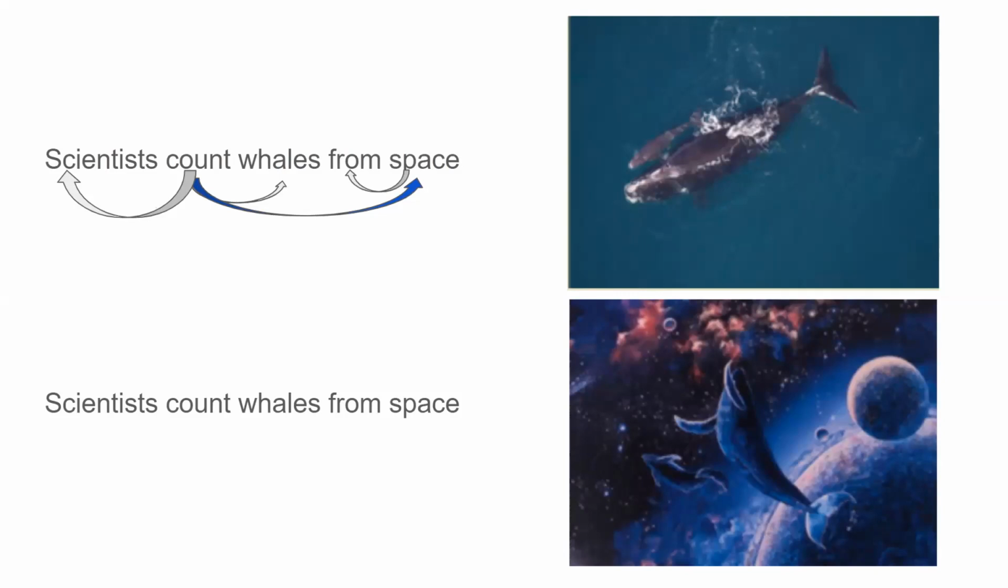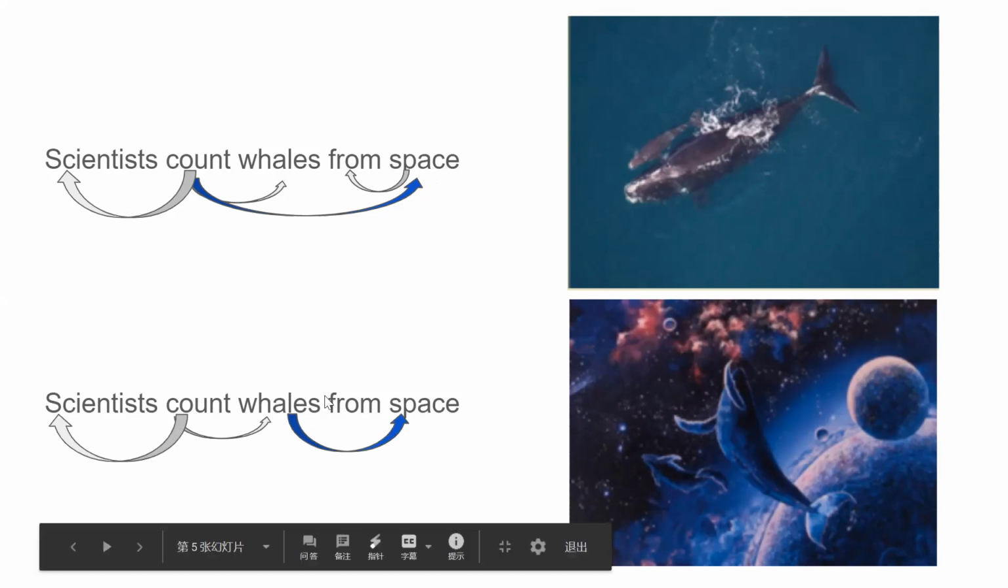And there's a more psychedelic way of understanding the sentence as well, which is scientists are doing the counting, and they are counting whales, but those whales are actually from space. So that's a different way of understanding this. And the main difference is this blue arrow. In the previous one, this from space is a dependent of count. But in this example, you can also say that from space is a dependent of whales.